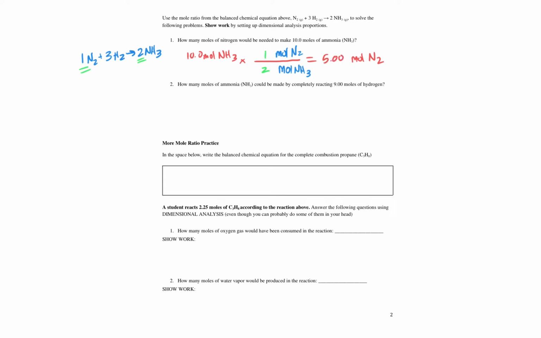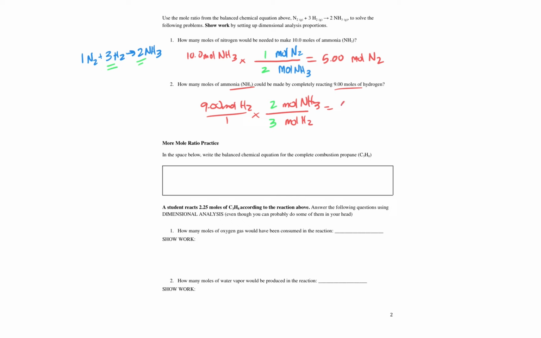If instead we want to know how many moles of ammonia could be made if we completely react 9 moles of hydrogen, we're going to start with our 9 moles of H2, and again use the balanced chemical equation to get our mole ratios for a mole of H2 consumed for every mole of NH3 produced. And we're going to see that the ratio of H2 to NH3 in the reaction is 3 to 2 because of the balanced chemical equation coefficients before those species.